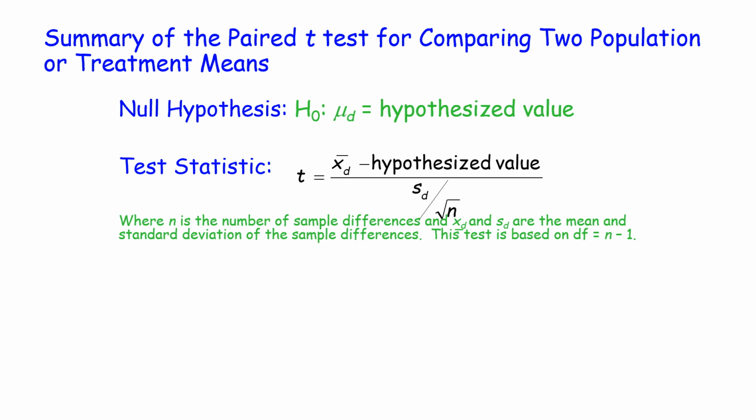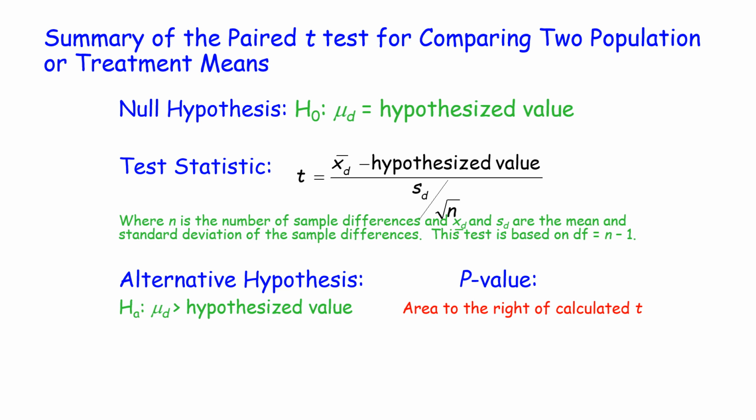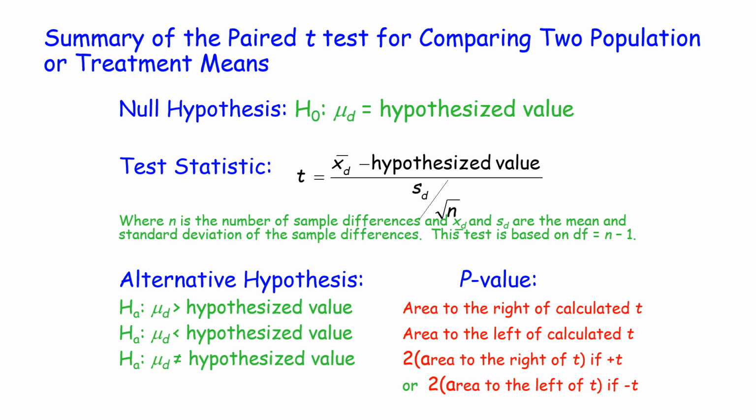So what about our alternative hypothesis? If we have that mu sub d is greater than our hypothesized value, then for our p-value we're going to take the area to the right of our calculated t. If our alternative hypothesis is mu sub d is less than the hypothesized value, then for our p-value we'll be taking the area to the left of the calculated t. And if our alternative hypothesis is that mu sub d does not equal the hypothesized value, then we're going to take 2 times the area to the right of t if we have a positive t, or 2 times the area to the left of t if t is a negative t.